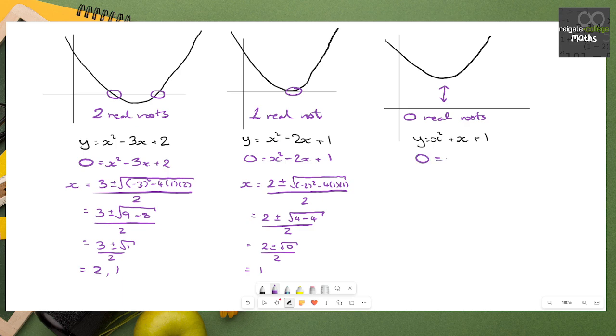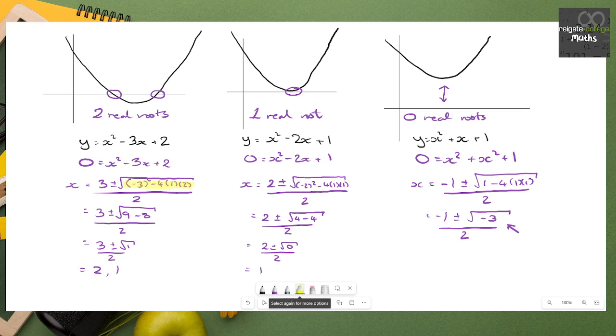Here, if we try and solve this one, we should see that we get minus 1 plus or minus the square root of 1 minus 4 times 1 times 1 all over 2. Minus 1 plus or minus square root of minus 3 over 2. And we know that we cannot square root a minus number using real numbers. So the big thing that is determining the number of roots is this part here under the square root sign.